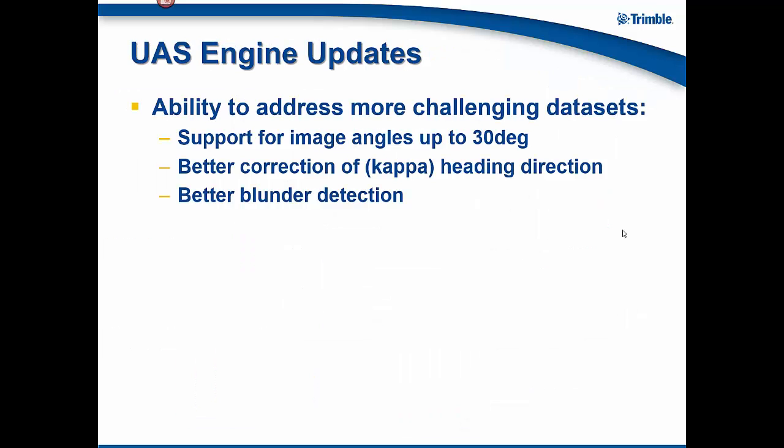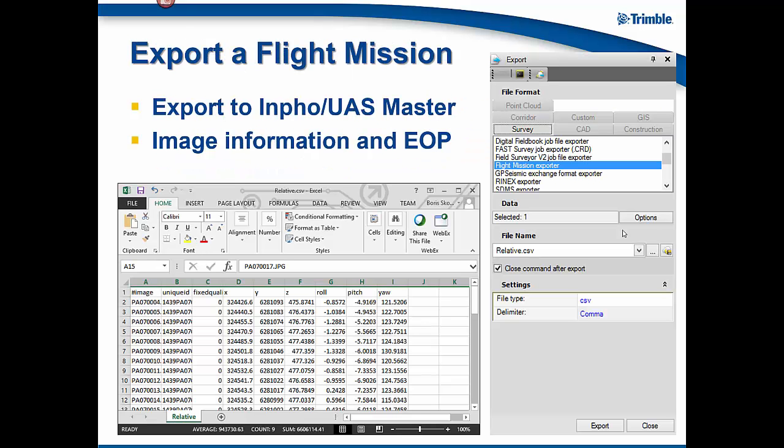Also, we have updated our UAS engine so we can address more challenging data sets by supporting image angles of up to 30 degrees, better correction of heading directions, and much better blunder detection. So you will notice a significant improvement in TBC version 361 in terms of success rate on your aerial photogrammetric processes. You can also export a flight mission.